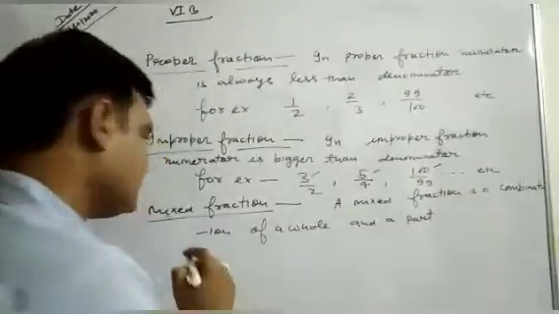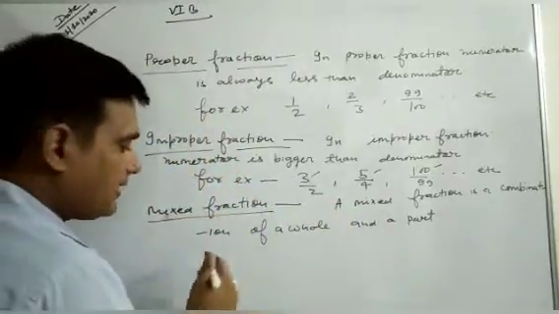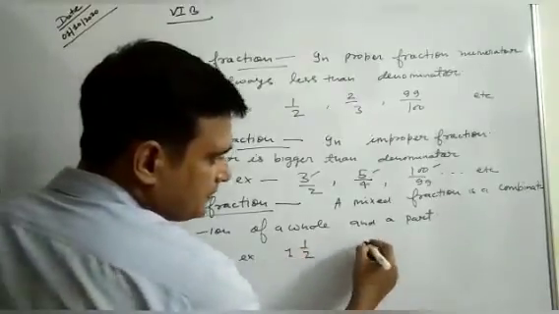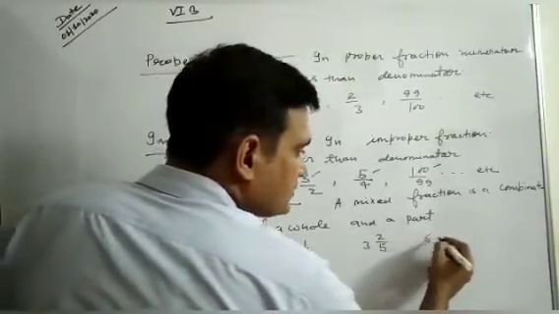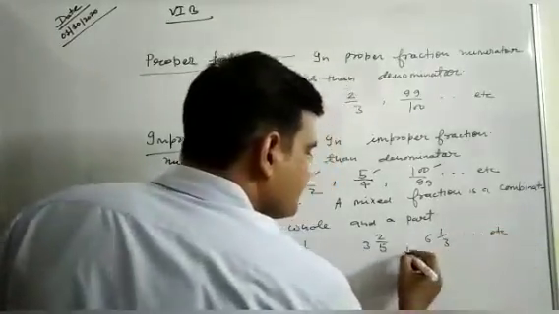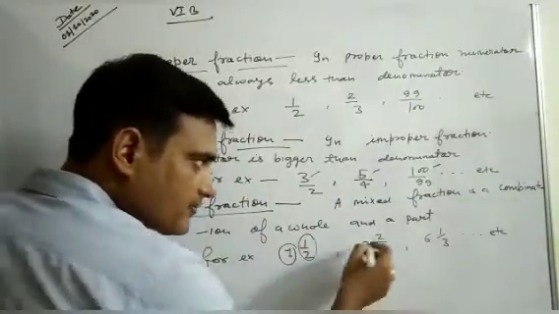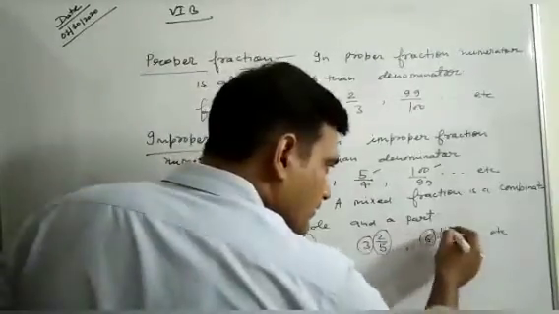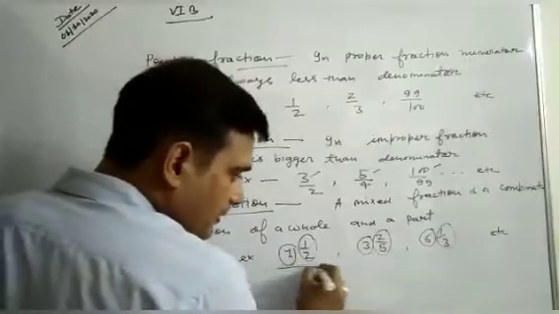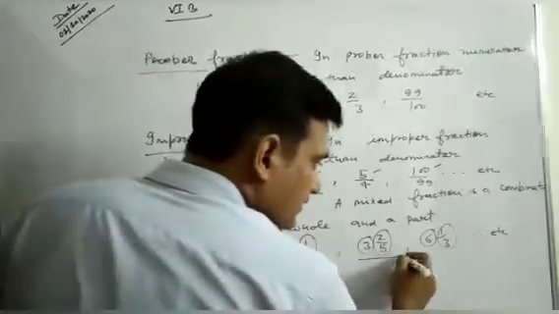Okay. Now mixed fraction. A mixed fraction is a combination of a whole and a part. For example, 1 whole number 1 upon 2, 3 whole number 2 upon 5, 6 whole number 1 upon 3, etc. Understand? This is the whole and this is the part. Whole, part, whole, part. Okay? Now, 1 whole number 1 upon 2 represents a mixed fraction.